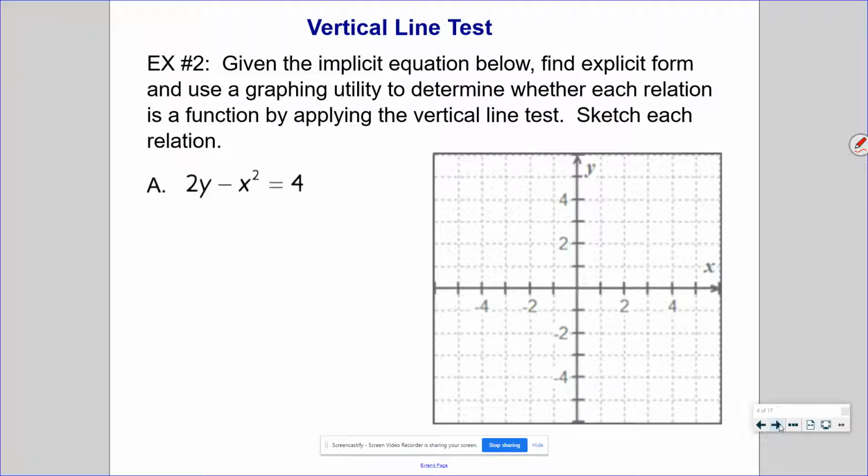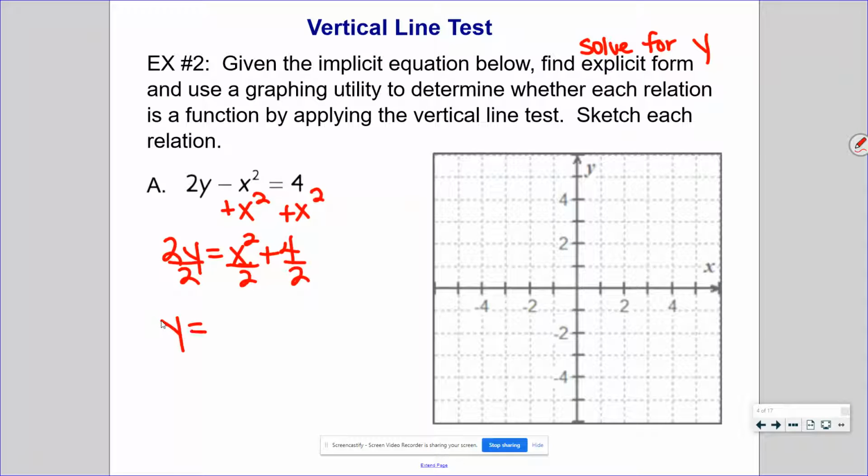There you go. Okay? Here what we're going to do is, given the implicit equation, find explicit form, which just means solve for y, and then use a graphing utility to determine whether each relation is a function by applying the vertical line test. Okay, let's start with the solving thing. So we're going to get y alone. So what we need to do is add the x squared over, and we need to also divide by 2.